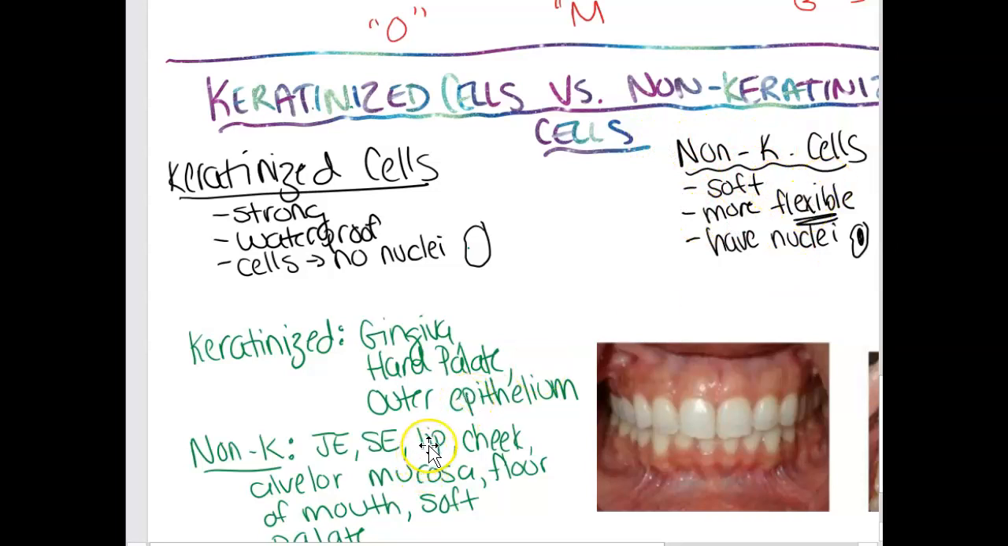And think about your lips. You can purse your lips. You can open your mouth. You can open your lip. Your lip is also considered non-keratinized because it's flexible. It's soft.